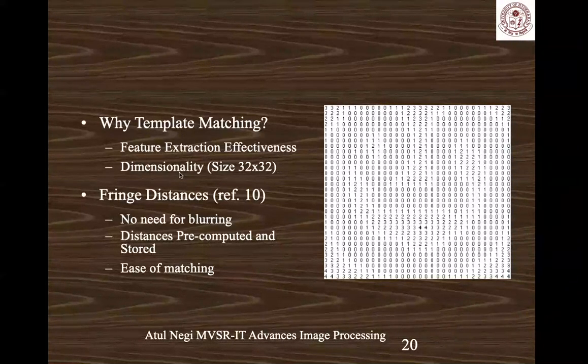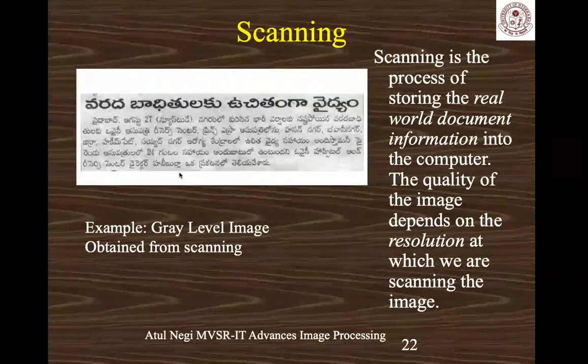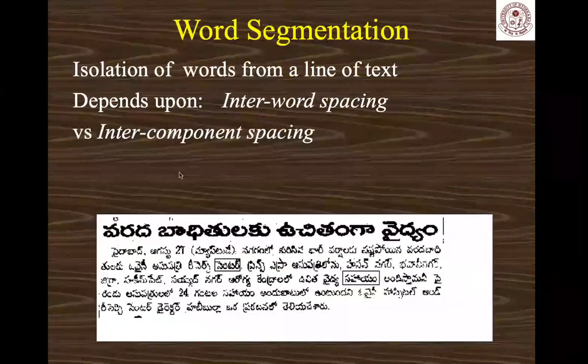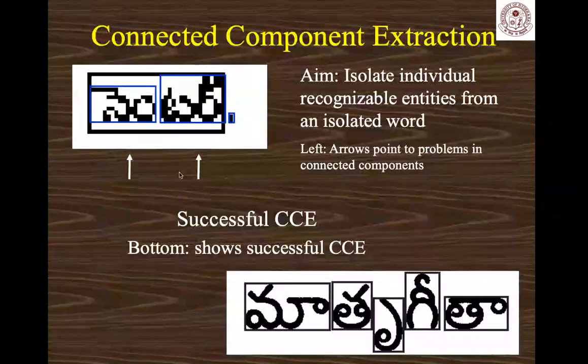It's not possible for me in this limited time to explain what fringe distances are, but that is how we have used them. It's actually applied on binary images. Okay, so as we were using binary images, it is useful on binary images. And this is our overall approach. And let us see, we had some kind of a testing tool as well.